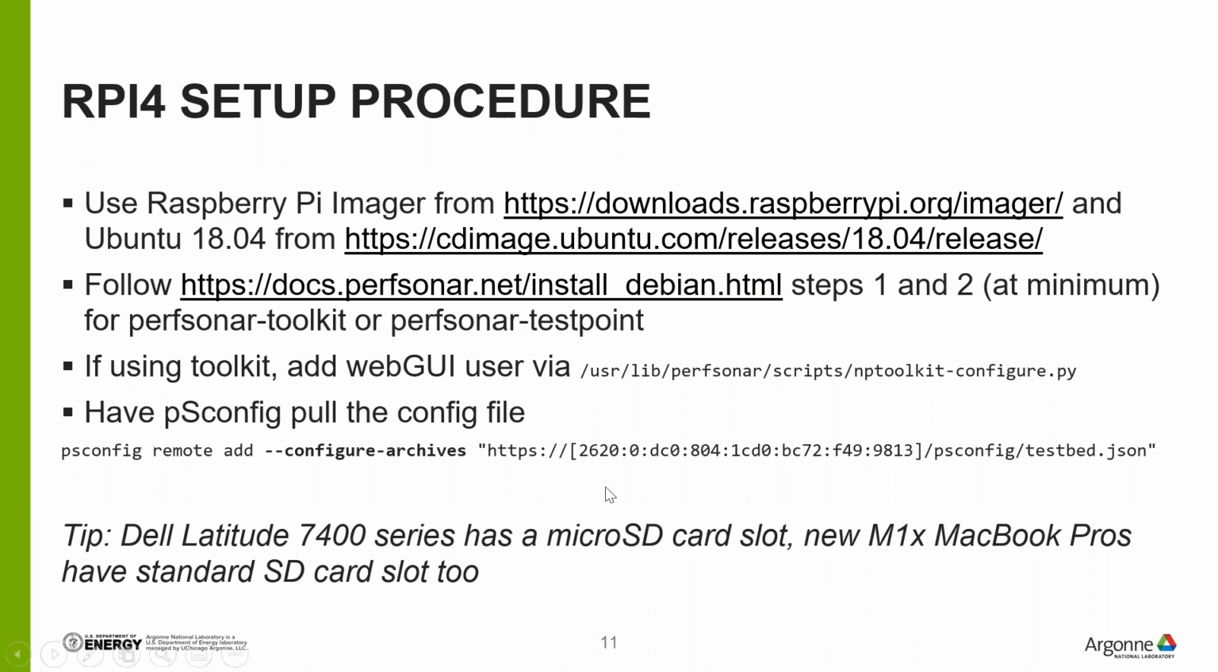And then after you get that, if you've done the perfsonar-toolkit ISO install with everything prepackaged in CentOS 7 before, you might remember that one of the first things it has you do is define the username and password for the web GUI. You'll just want to kick off this Python script here that will do that for you after everything's installed. And then lastly, you want to have psconfig pull that testbed JSON file that you created so that we can have all of the tests loaded up without the manual labor.